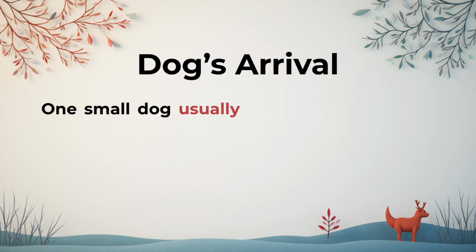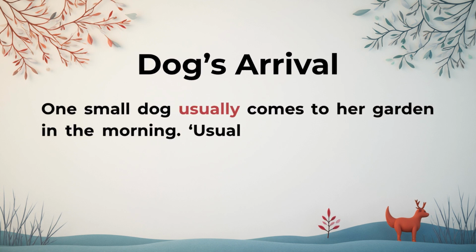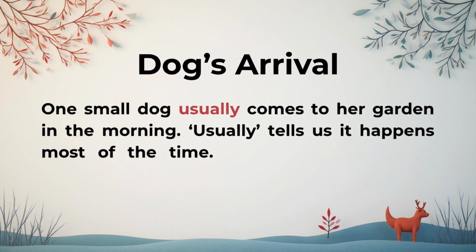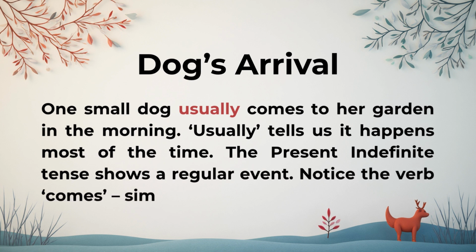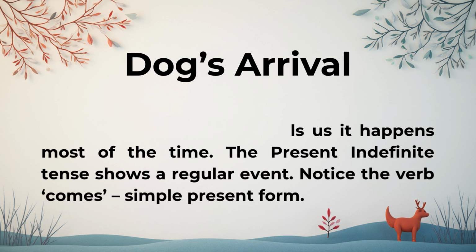One small dog usually comes to her garden in the morning. Usually tells us it happens most of the time. The present indefinite tense shows a regular event. Notice the verb comes in simple present form.